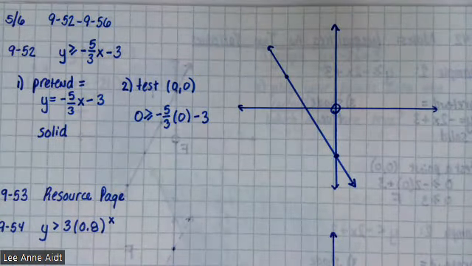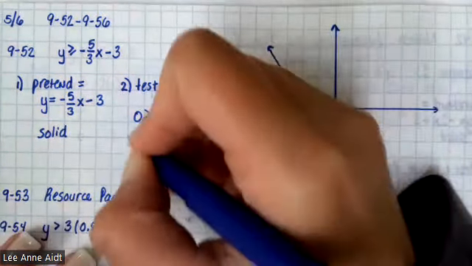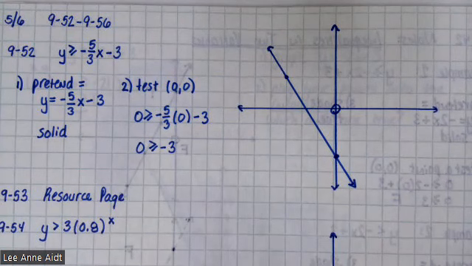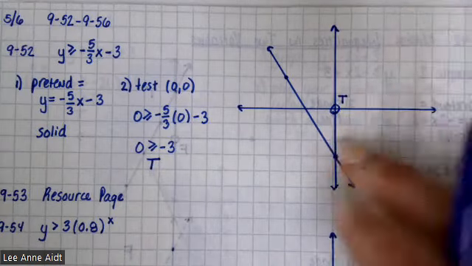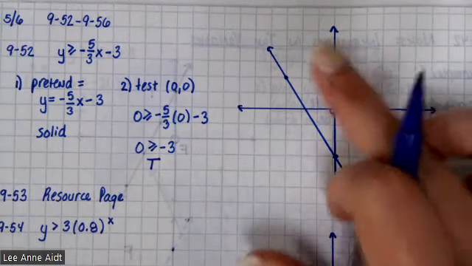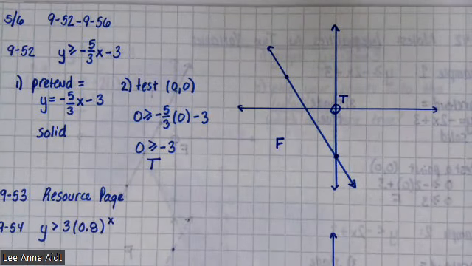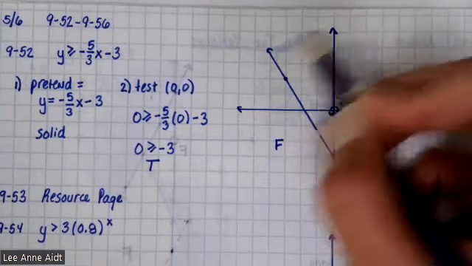And now you can see specifically why I really like 0, 0. And that's because I don't have to sit here and figure out what 5/3 times anything is. Just 0. Okay, so I have 0 is greater than or equal to -3. Happy? True. Okay, that means 0, 0 is true. So that's above the line, and below the line is false. Okay, so you're going to find some kind of shading device, and you're going to shade the true side.